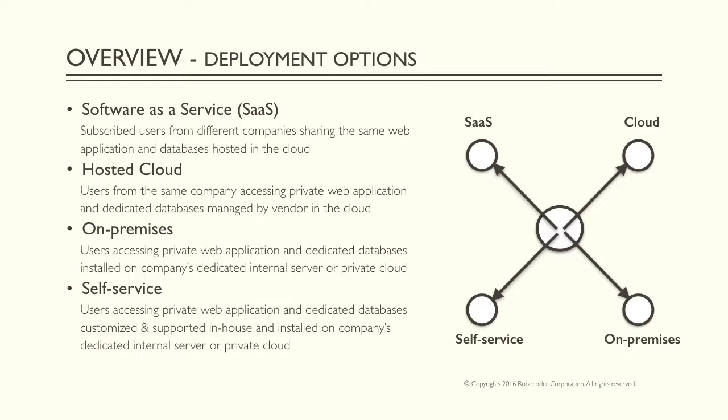Deploy to a company's internal server or private cloud, so users from the same company can access a private web application and dedicated databases. We call this on-premises. Deploy to in-house internal server or private cloud, so internal staff can perform customization and support for the users to access the private web application and dedicated databases. We call this self-service.